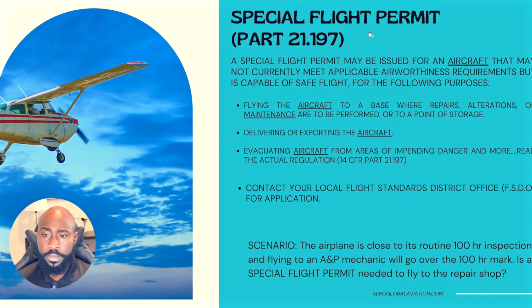So, special flight permit. If you need to read more, you can go to part 21.197. It has a lot of details about special flight permits. A special flight permit may be issued for an aircraft that may not currently meet applicable airworthiness requirements, but is capable of safe flight, for a list of purposes which is listed down here. Mind you, here in the slides we don't have everything listed. I just gave a few examples in this slide.